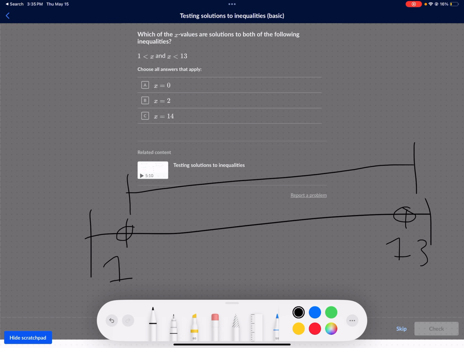So let's see here. 0, that's right here. Not in range. It's not A. 2, that's like right here. And yes, that is in range. B is good. And then 14, that is out of range. So B is the only one correct.